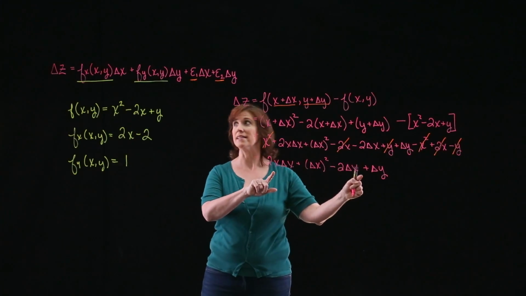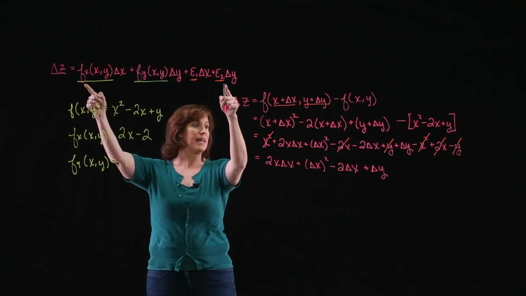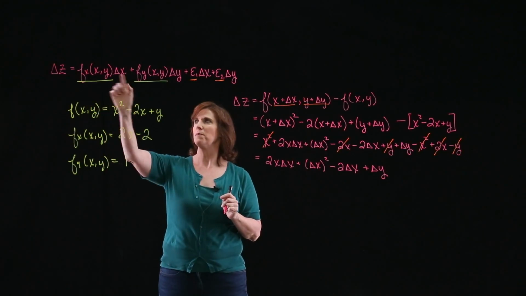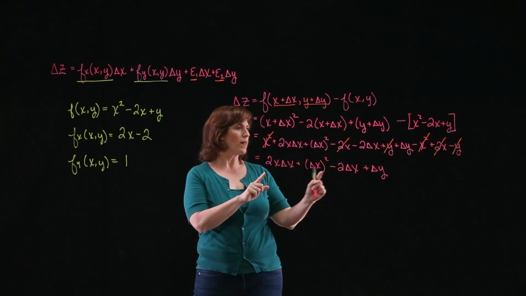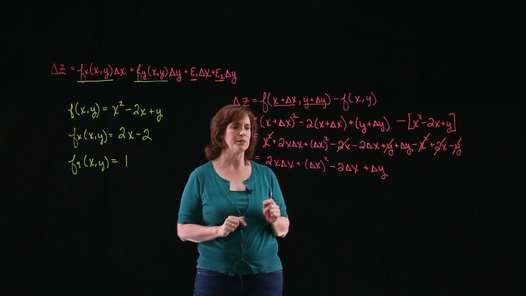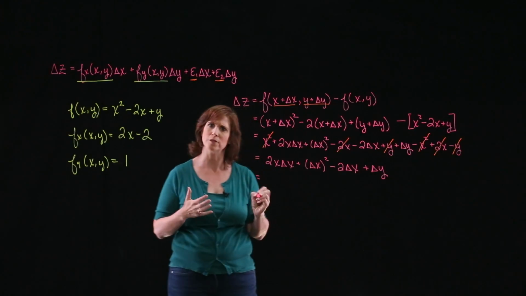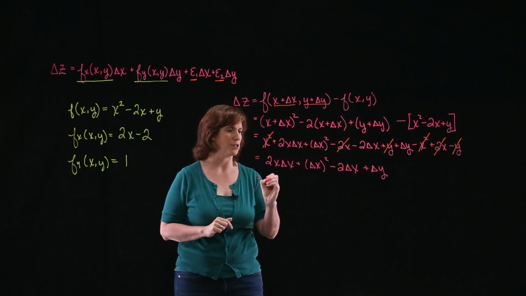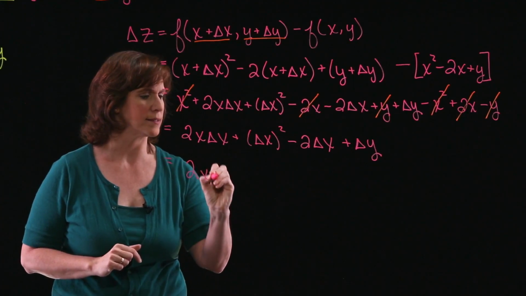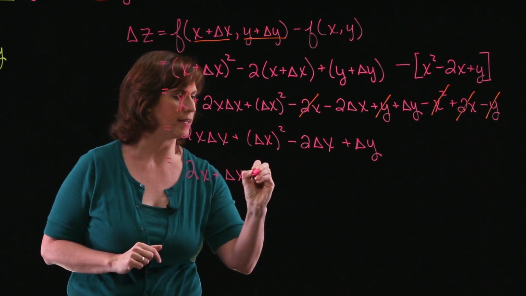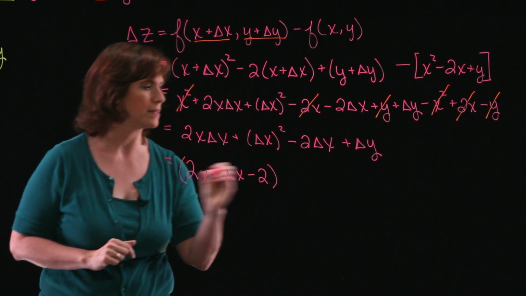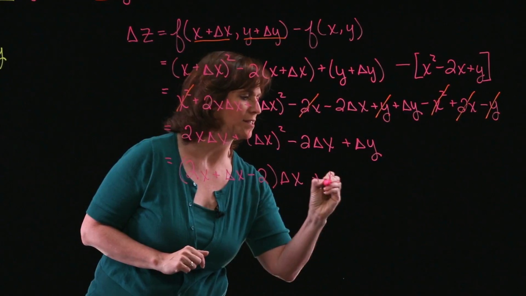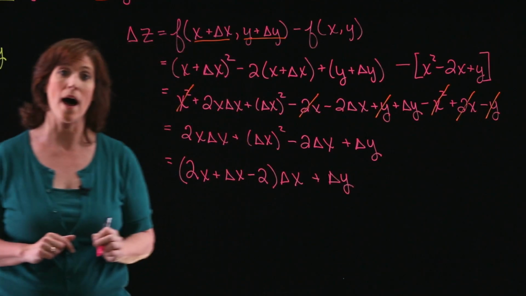Okay, now remember what the goal is. The goal is to make this look like my statement. So somehow I want to find my partial with respect to x times delta x. Well, I noticed that I have several terms here with the delta x in, so maybe it'll be helpful to factor a delta x out and see if some of these pieces become clear to me. So I'll have a 2x plus delta x minus 2 times delta x. And then the only delta y term I have is just that single term, delta y.